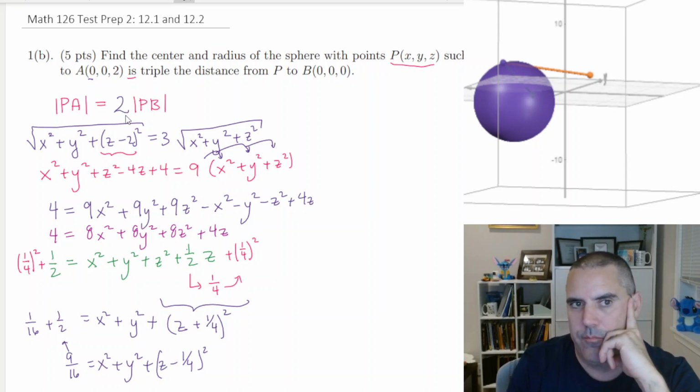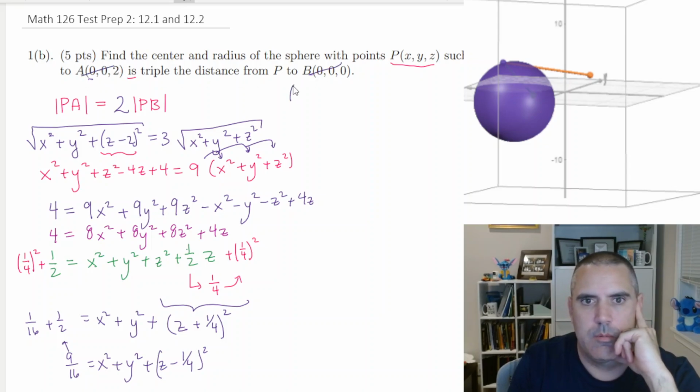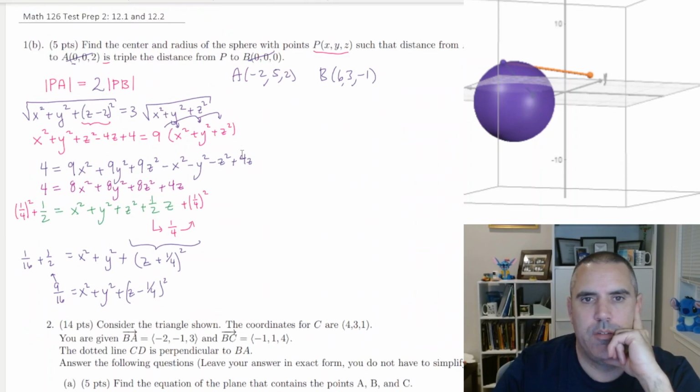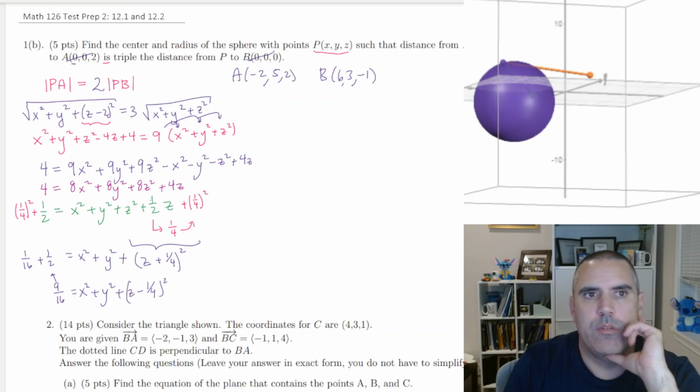There's a 2 there. And in my version of the homework, this point is, so I'm going to change these and show you my homework question. My homework question has a -2, 5, 2. And the second point is 6, 3, -1. I'll zoom out a little bit, sorry. So how do things change?